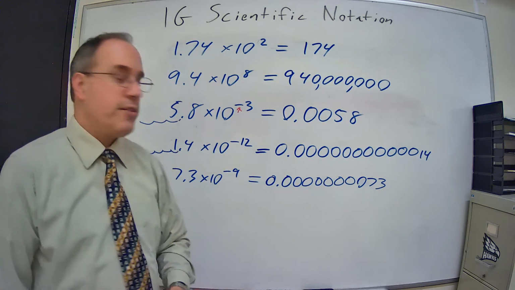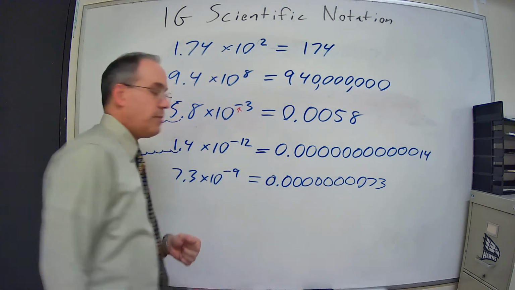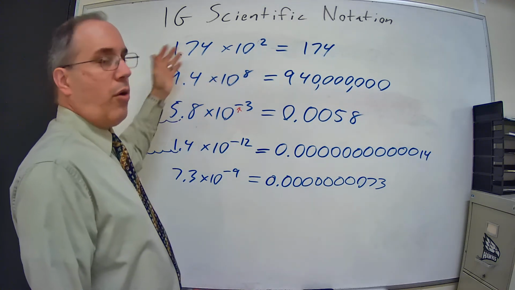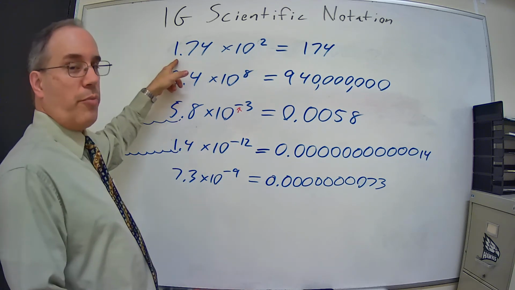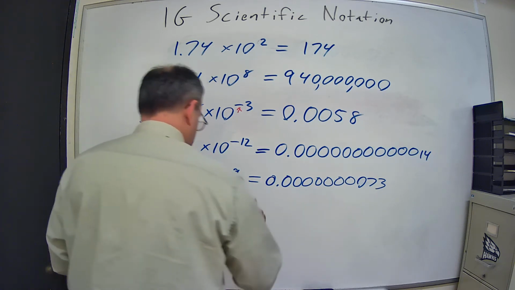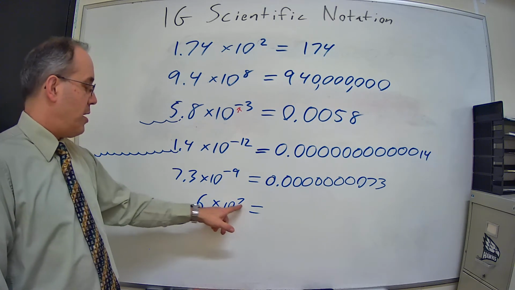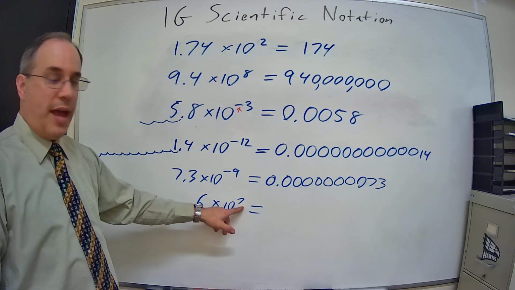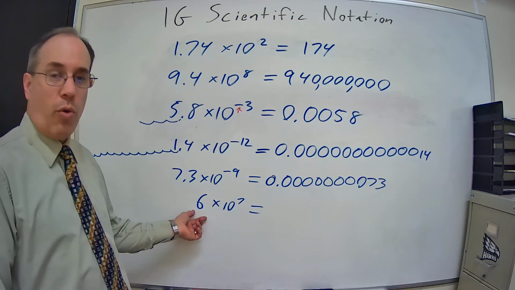0.0000000073. So that's a way that I can go from scientific notation to standard notation. If we're dealing with whole numbers and really large numbers, if we just had 6 times 10 to the 7 instead of 1.74, then the same thing could work, but we look at it as, whatever this exponent is, we're going to add that many zeros after it.